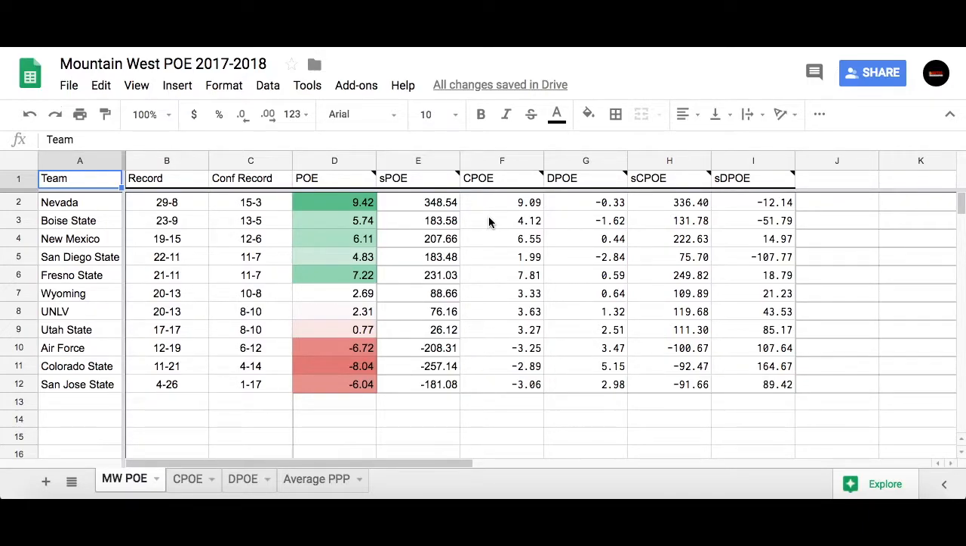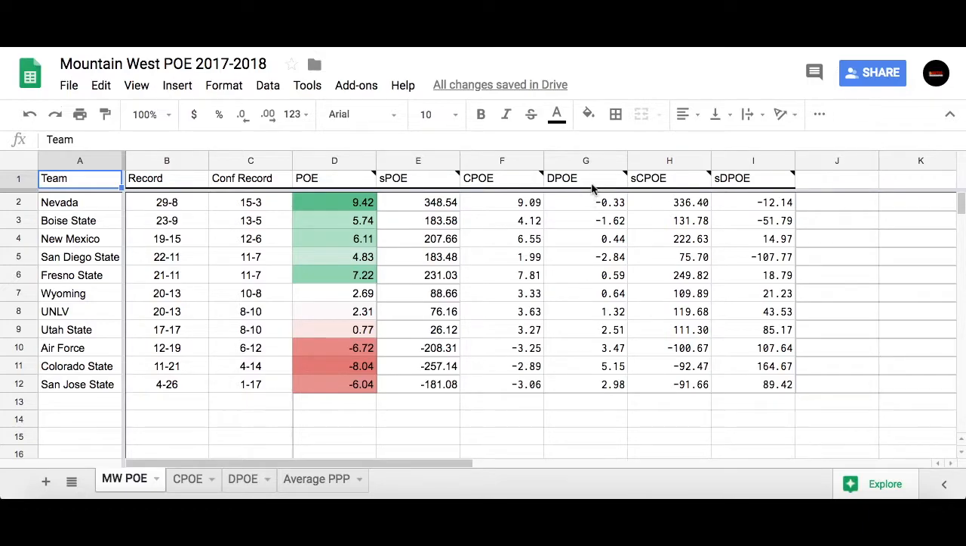You can see on Nevada, for example, the vast majority of their 9.42 POE came from offense, as their CPOE is 9.09. For CPOE, you want positive numbers. For actual POE, you want positive numbers as well. San Diego State, on the other hand, had a little less than half of their POE come from their CPOE. That might be around 40%. I'm not doing the math in my head. That's just a guess, but somewhere around there, 40% or so came from the offense.